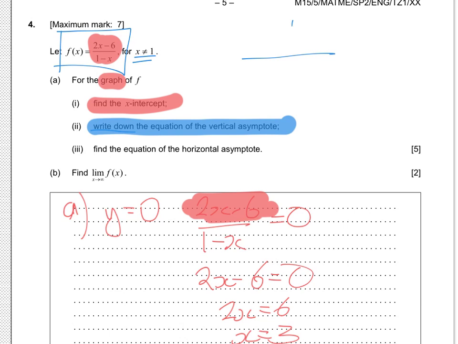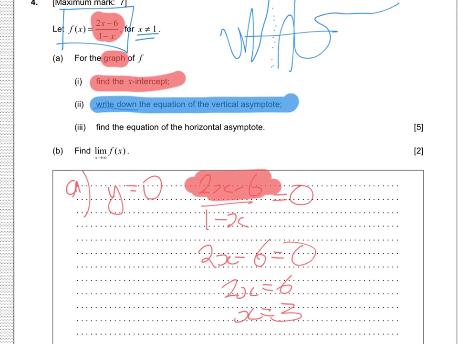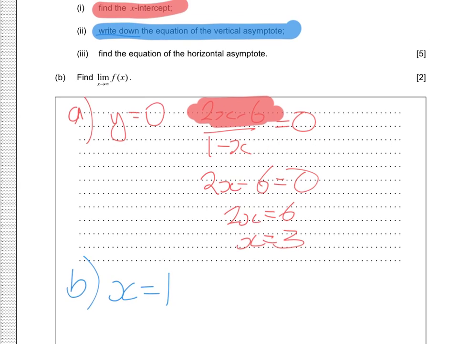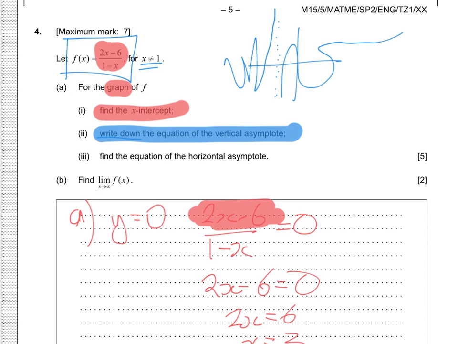When you sketch your function, whatever it looks like, if you've got a vertical asymptote, that means that the function, whatever it's doing anywhere else, at the asymptote it's not defined. So the equation of the vertical asymptote is when x is equal to 1, because we can see from the function that that's the point where the function is not defined.